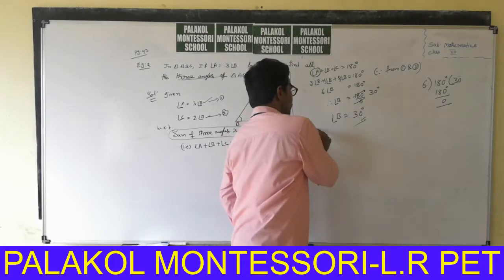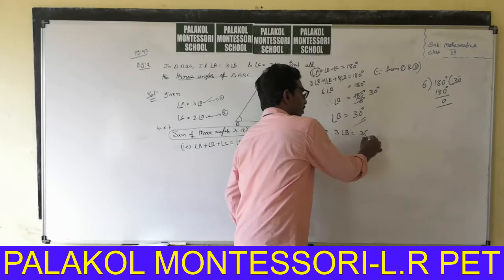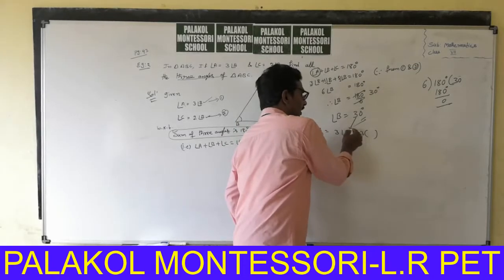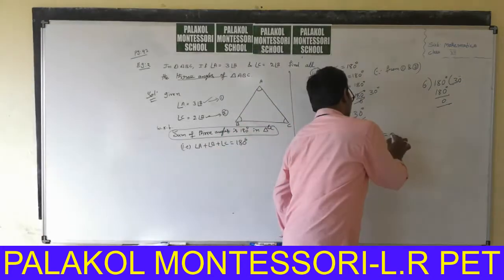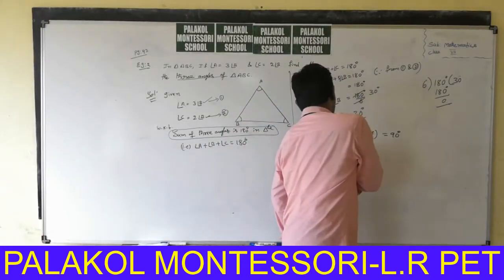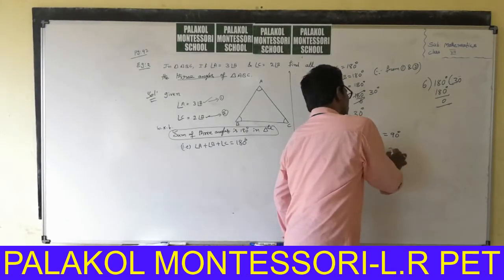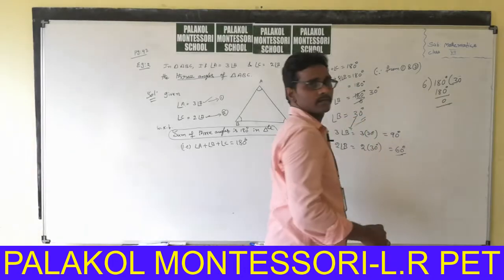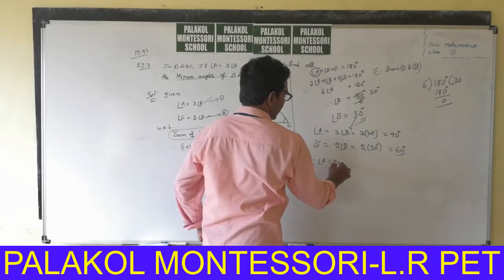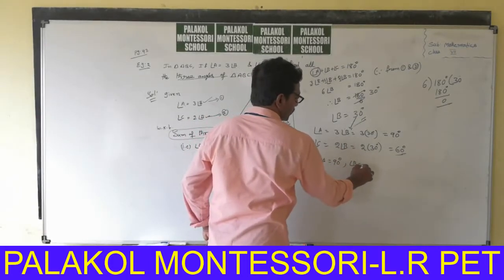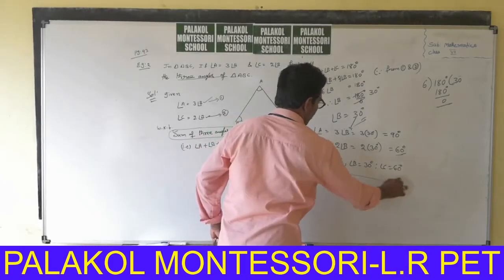So from 1, angle A is equal to 3 angle B. Angle B we have already found, that is equal to 30 degrees. 3 30s are 90 degrees. Now angle C is equal to 2 angle B. 2 of 30 degrees, 2 30 degrees are 60 degrees. So finally angle A is equal to 90, angle B is equal to 30 degrees, angle C is equal to 60 degrees. The sum is over.